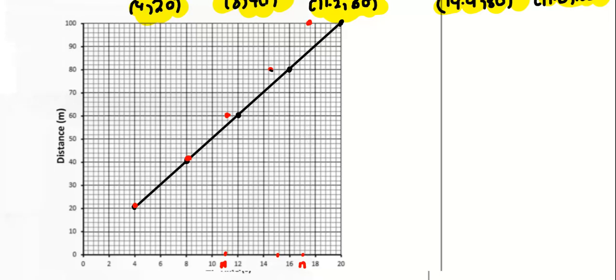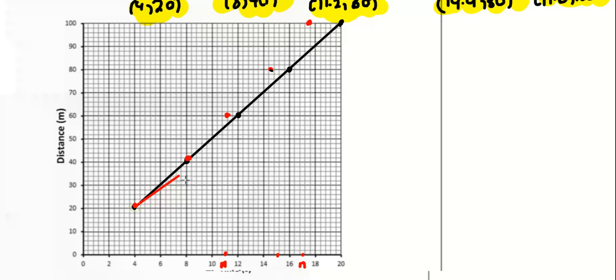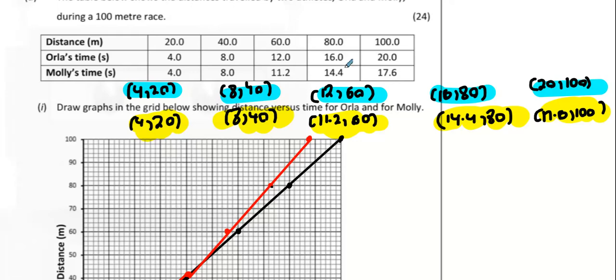So next we're going to do the red line, and this is for Molly. You can see that both lines have the same starting point, so to speak, and then all of a sudden the red line goes this way and maintains its distance. So you can see the red line breaks off from the black line. The red line becomes steeper, which means that the red line is moving faster. It's clear to see that Molly is moving faster than Orla, because Molly does it in a quicker time compared to Orla's. Molly does it in 17.6 seconds, while Orla does it in 20 seconds.